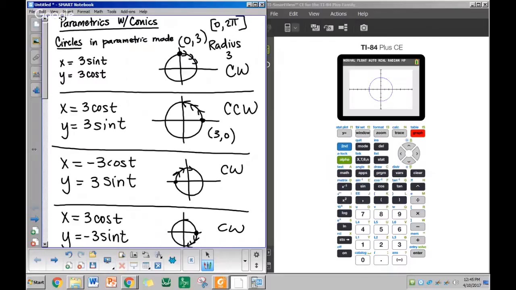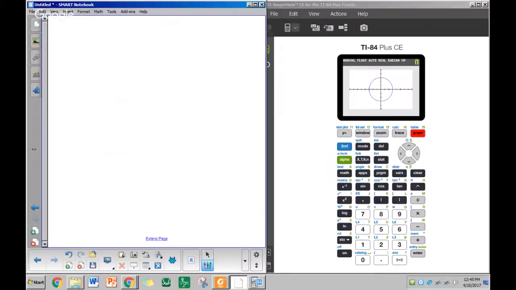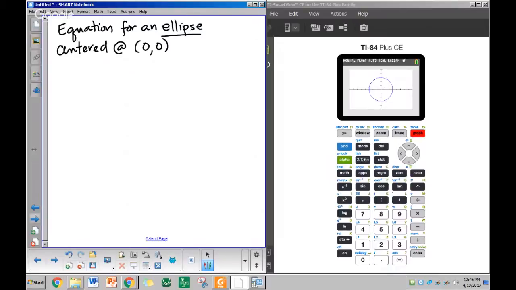Okay, so let's stretch ourselves a little bit here and write an equation for an ellipse centered at 0, 0. And I don't care what the stretch factors are. You notice our circle here is centered at 0, 0, correct?